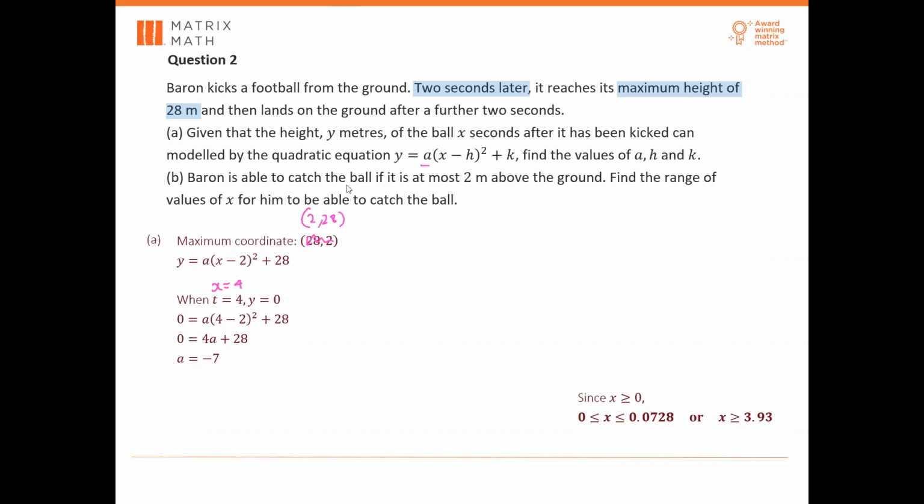Okay, now for part B, Baron is able to catch the ball if it's at most 2 meters above the ground. Find a range of values of x for him to be able to catch the ball. When you read this question, there is a clue: find the range of values. If you're asked to find a range of values, this means it's an inequality question. So now they've created the equation.